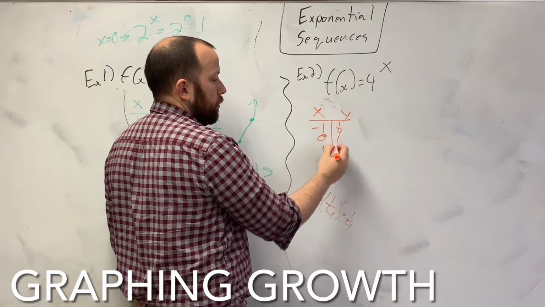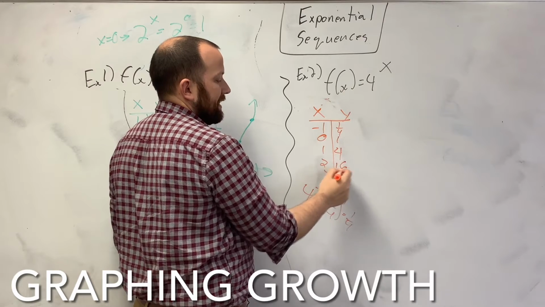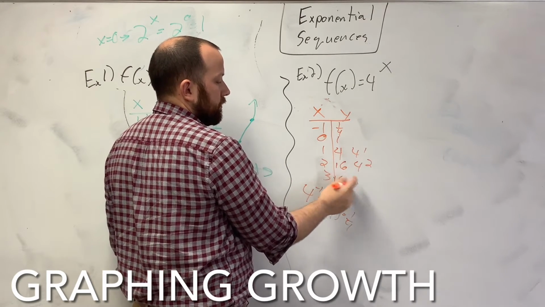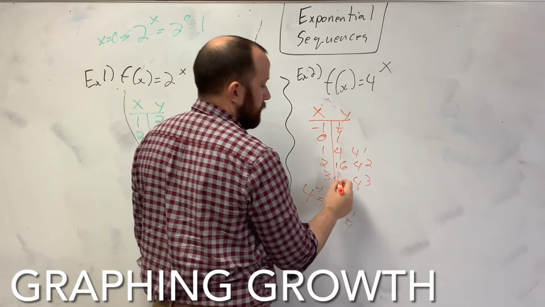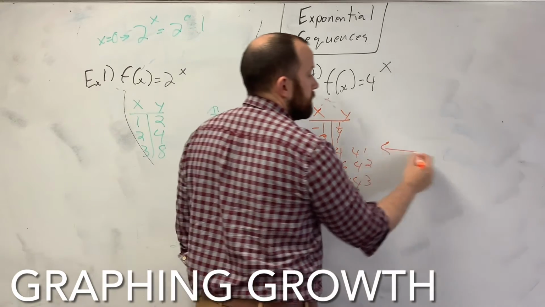Raised to 0 is 1, raised to the 1 is 4, raised to the 2 is 16. So this is 4 raised to the 2, this is 4 raised to the 1. Sorry, it's 4 raised to 3, which is 64. 4 times 4 times 4. Now I graph it.